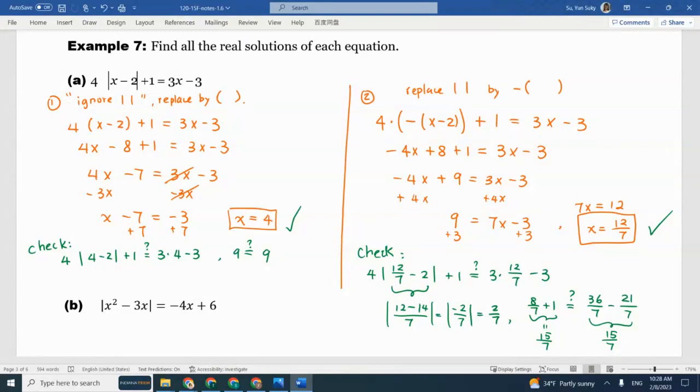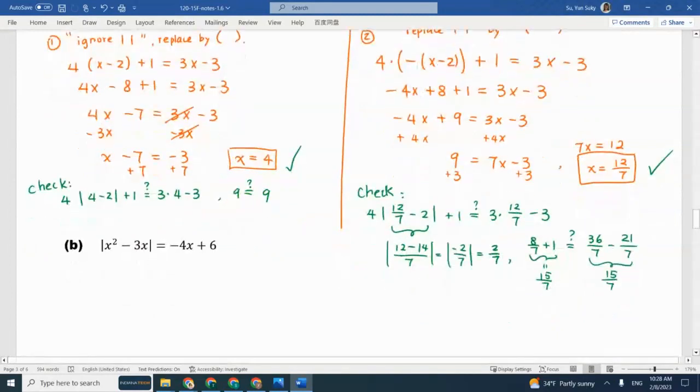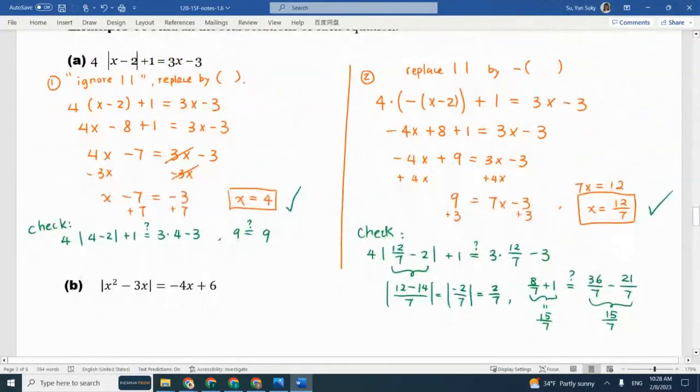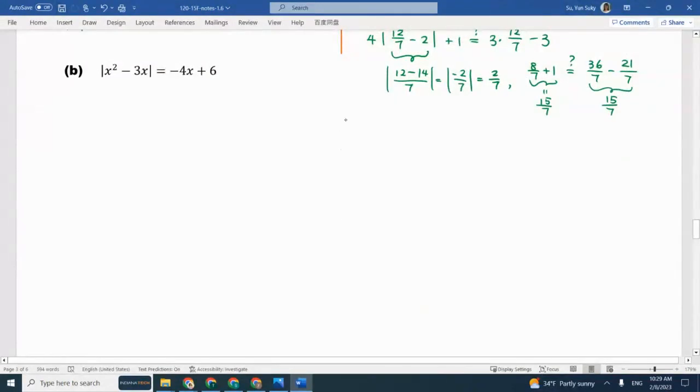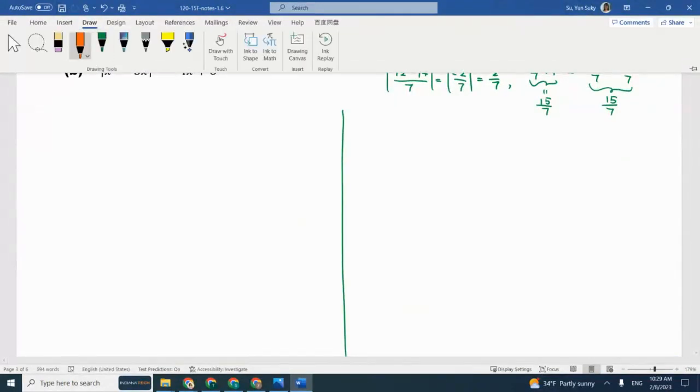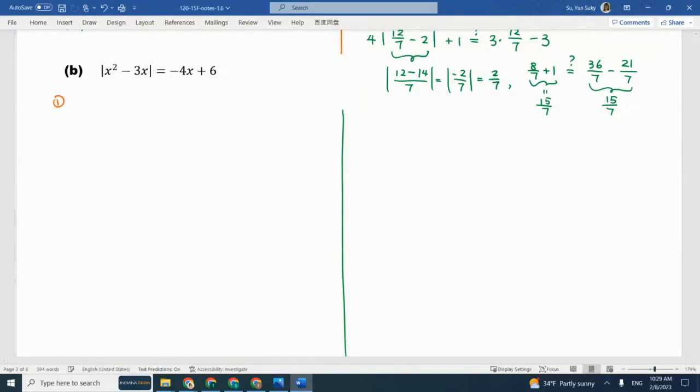Okay, so this is how we solve equations involving absolute value. Let's increase the difficulty. Here, the power of x is just 1, right? In part B, do you see the power of x is 2? We get a quadratic. But the method is similar. So put a line there. For the first one, you just ignore the absolute value, right, everybody? So we have x squared minus 3x equals negative 4x plus 6.